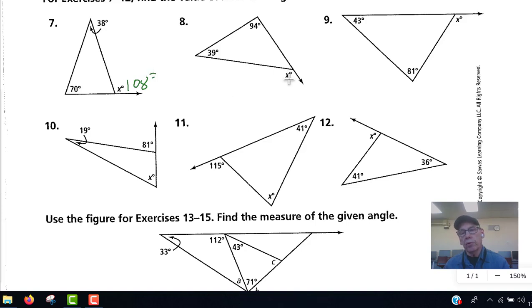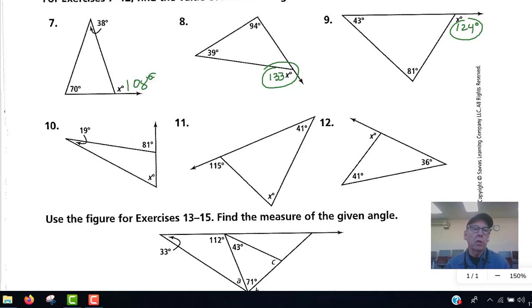Here we have an exterior angle. This exterior angle has to equal the sum of the opposite inside angles, and 94 and 39 adds up to 133. This gives 120 plus 13, 133. So x must be 133. This angle outside here has to be the sum of these two inside angles. These angles add up to 124, so x must be 124 degrees.